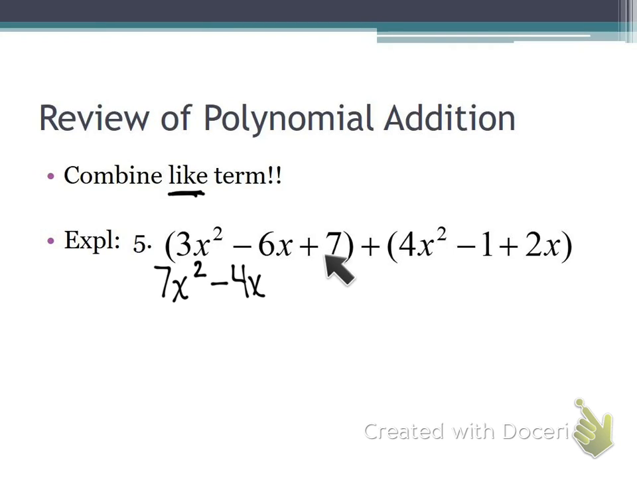The 7 in the back of the first set of parentheses can be added to the negative 1. What is 7 plus negative 1? 6. Positive or negative? Positive 6. The 7 is bigger and it is positive, so it keeps the positive sign.